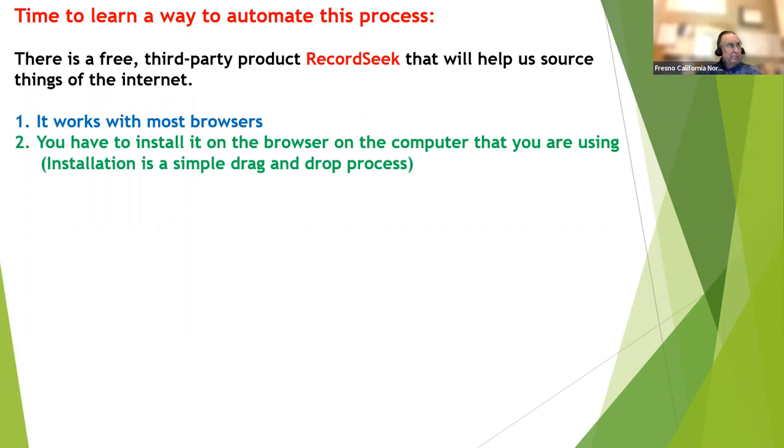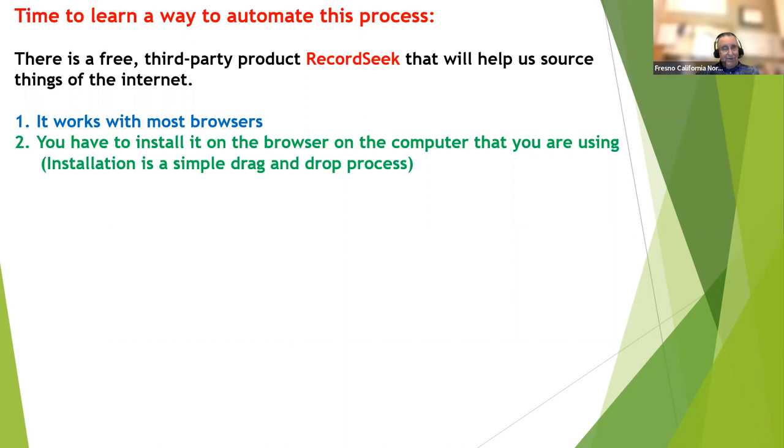Once in a while, I'll turn Edge on, but 99.9% of the time, it's Chrome. So I can install RecordSeek on my Chrome browser that's on my computer, and then I can use it. But if I go over to, say, my wife's computer, and I sign in as me in Chrome, I'm not going to have it there unless I've installed it on her machine too. So even though you're installing it on a browser, it doesn't go with the browser. It's installed on the computer and then used by the browser that's on that computer.